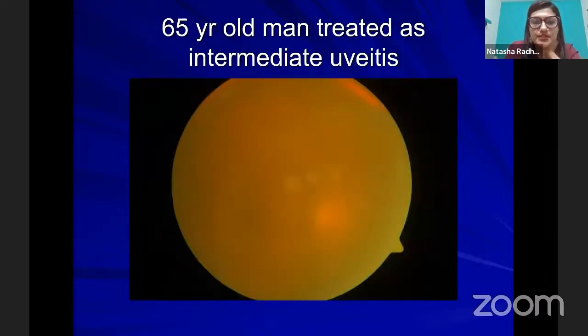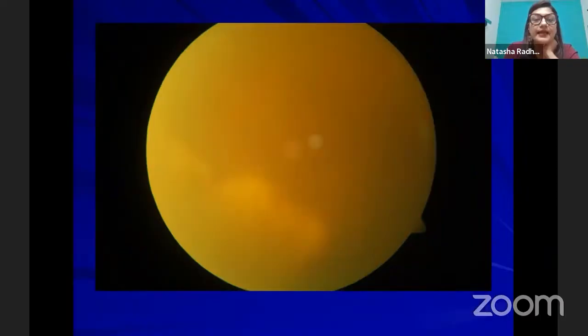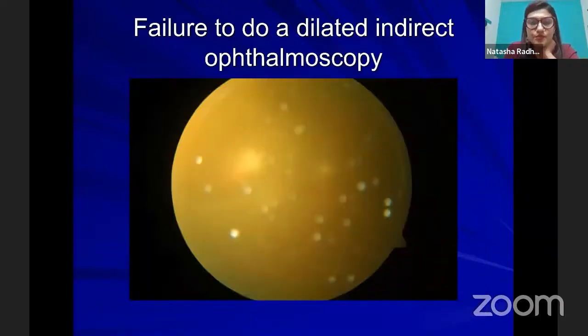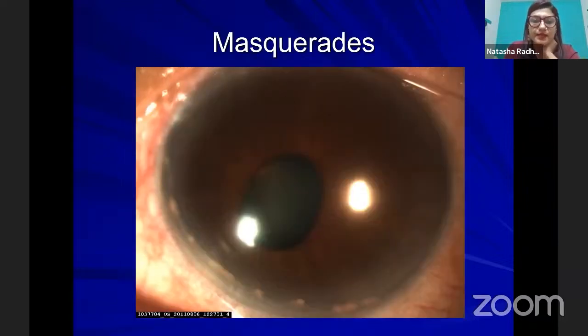For example, this patient, a 65-year-old man, had been treated as intermediate uveitis with systemic steroids from outside. Worsening was there, and then he came to us. And the typical ARN was there in the periphery, which was completely missed because the person who was treating did not bother to look at the periphery to see those tongue-shaped patches that clearly give away the diagnosis of ARN. And the patient, of course, improved with antiviral therapy. So that is a common mistake, failure to do dilated indirect ophthalmoscopy to look at the periphery.